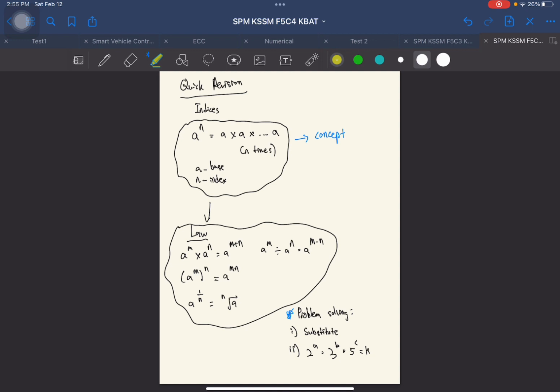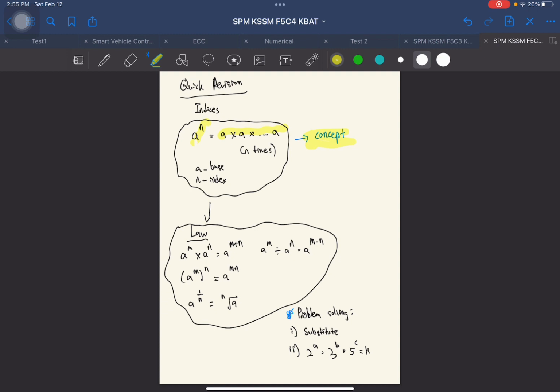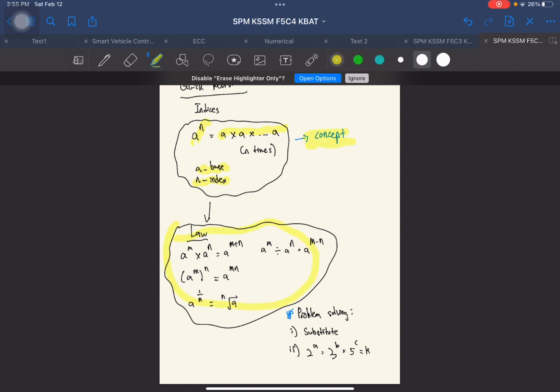First, you need to know the basic concept of indices, which is a to the power of n equals a times a times a, n times, where a is the base, n is the index. And this is important as it is the basic concept that is used to derive all these laws. And make sure that you understand how to get all these laws, as it is encouraged to understand it other than memorize it. You can only remember it when you understand it.